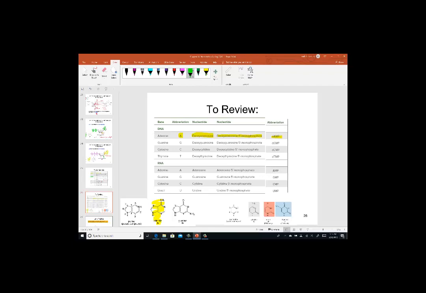In DNA, there's a base called guanine. It's abbreviated with a capital G. Its nucleoside would be named deoxyguanosine. Its nucleotide, deoxyguanosine 5'-monophosphate, for just 1 phosphate group. Guanine comes from this derivative, another 2-membered ring. And of course, it's abbreviated dGMP, deoxyguanosine 5'-monophosphate.